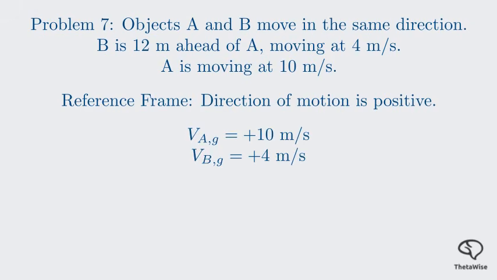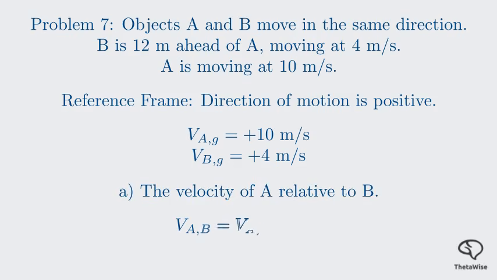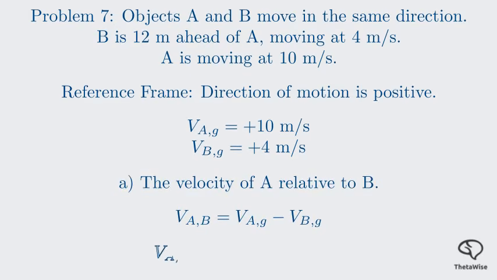Part A asks for the velocity of A relative to B. For Part A, we calculate v of AB. The formula is v of AB equals v of AG minus v of BG. Plugging in the values, we get v of AB equals 10 minus 4, which is positive 6 meters per second. This means that from B's point of view, A is approaching it from behind at a speed of 6 meters per second.